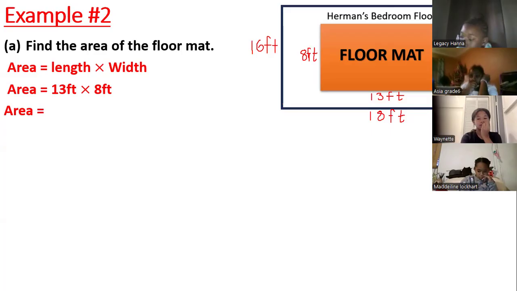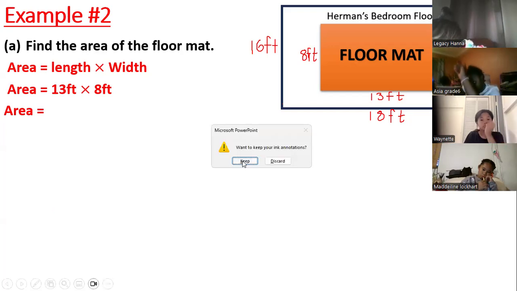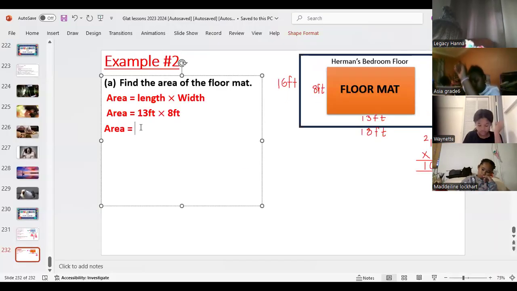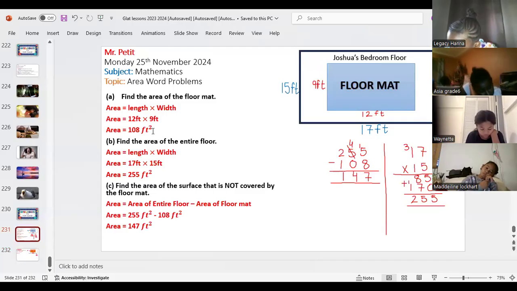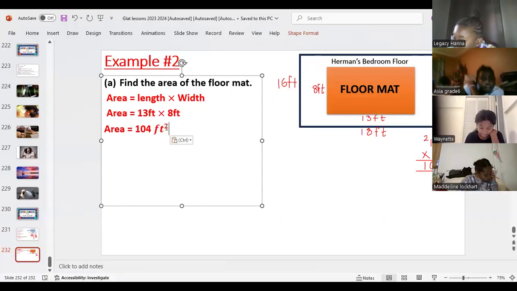All right. 8 times 3 is what? 24. Put the 4 down and put the 2 up. 8 times 1 is what? 8. 8 plus 2? 10. So it's going to be 104. Very good. And so that means the area is 104 what? 104 feet squared. Very good. That's the area of the floor mat, 104 feet squared.